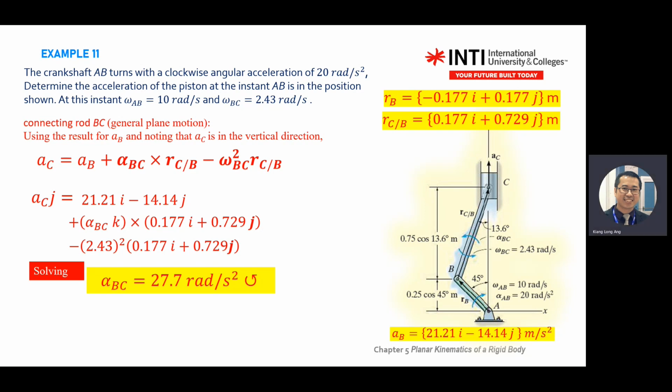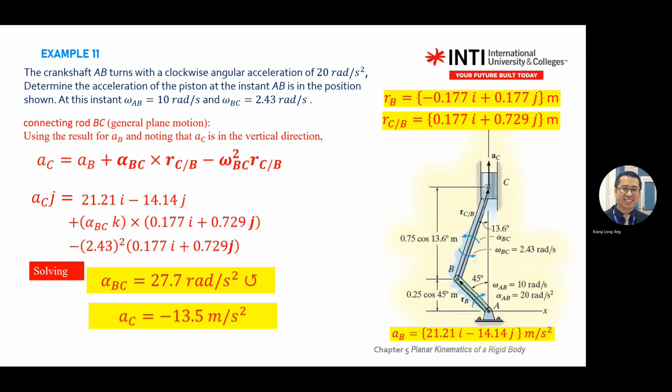Okay, this one is in alpha, because the question asks you to find the angular acceleration of the piston. Right? So you have this one, and you find alpha.